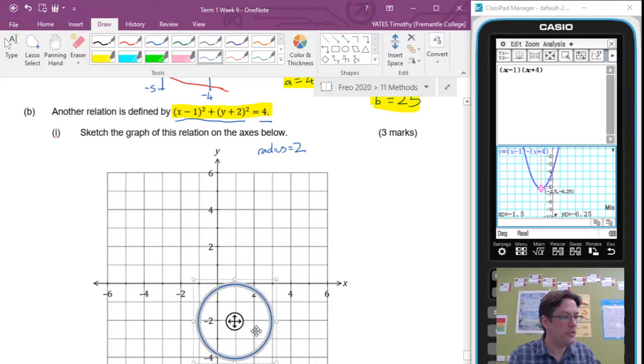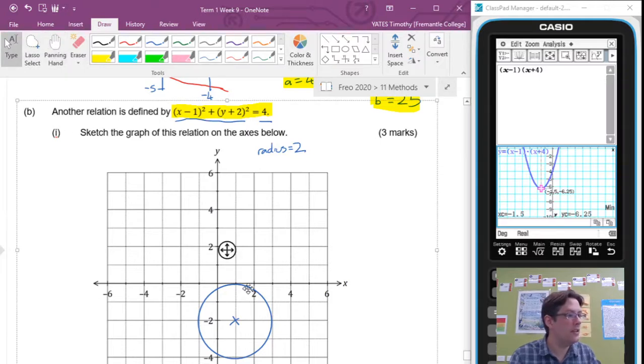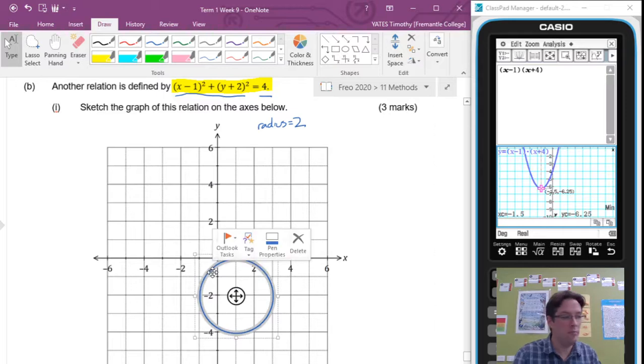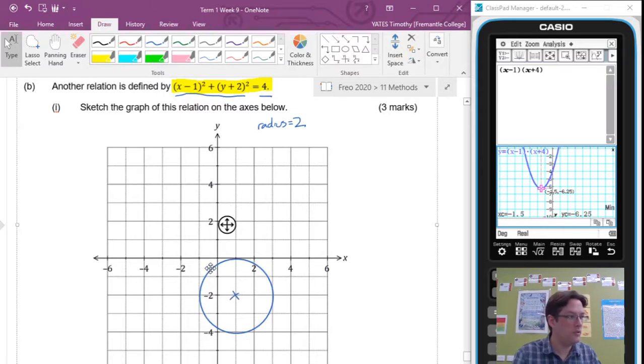Now, if you don't draw a perfect circle, that's fine. You just want to make sure that it is roughly the right sort of thing. Let's see if I can select that circle. There we are. So we want to make sure that it looks about right. Let's move it up just a little bit more. There we go, that's good enough for what we're doing.